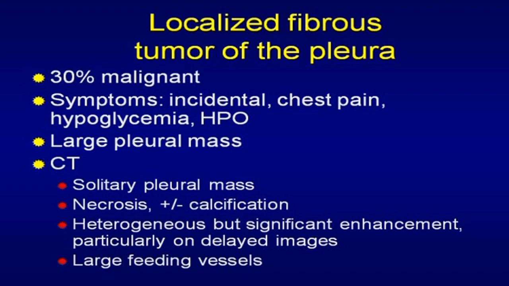So it tends to present with a very large mass in the pleura, and on CT you have a single mass that may or may not necrose and may or may not calcify, and it tends to show very heterogeneous, particularly delayed enhancement, kind of patchy puddling of contrast in the tumor at about a 3-minute delayed image. And you can see large feeding vessels as well.